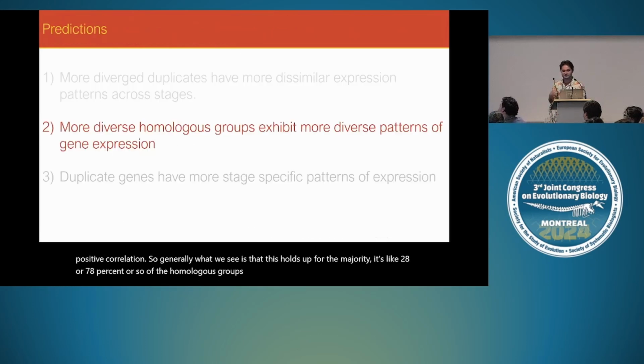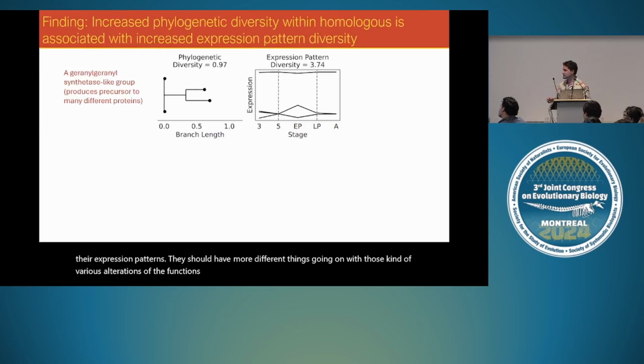Okay, the second prediction should be an extension of the first one. If the more divergence you get within a homologous group, the more their expression patterns diverge, then we can do comparisons across homologous groups and say that the more diverse homologous groups should have more diversity in their expression patterns. They should have more different things going on, with those various alterations of the functions, right? We'll look at a few examples, then at what this looks like across all of the groups.